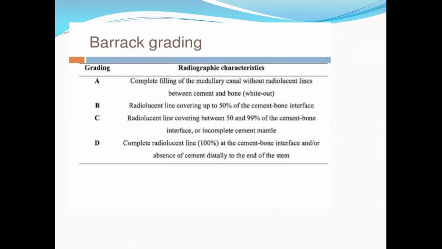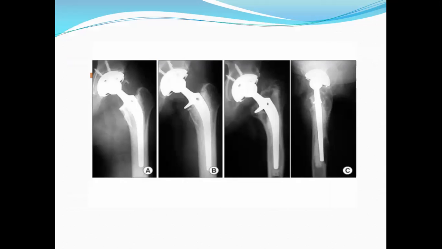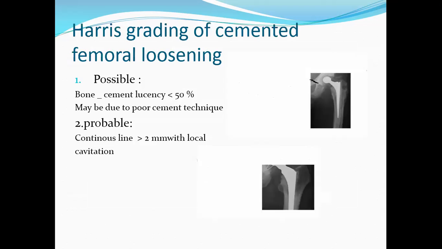Then grade B, the radiolucent line less than 50% of the cement bone interface. C is about 50 to 99% of the cement bone interface. D is complete radiolucent line, about 100%, and maybe absent cement distally at the end of the stem. This is the X-ray for all of the zones, or grade A, B, C, D.